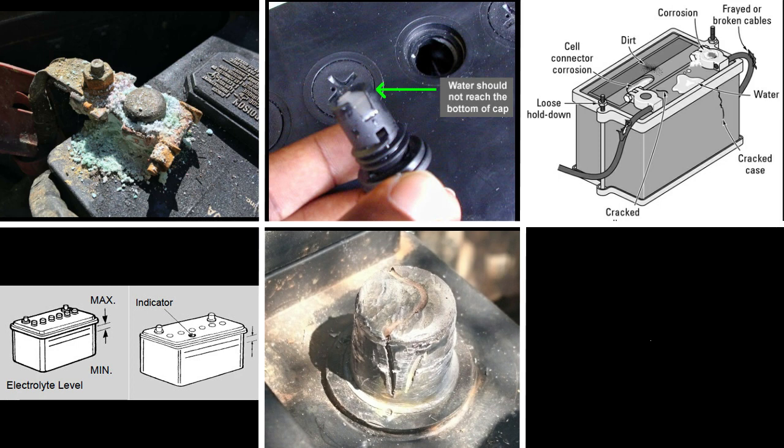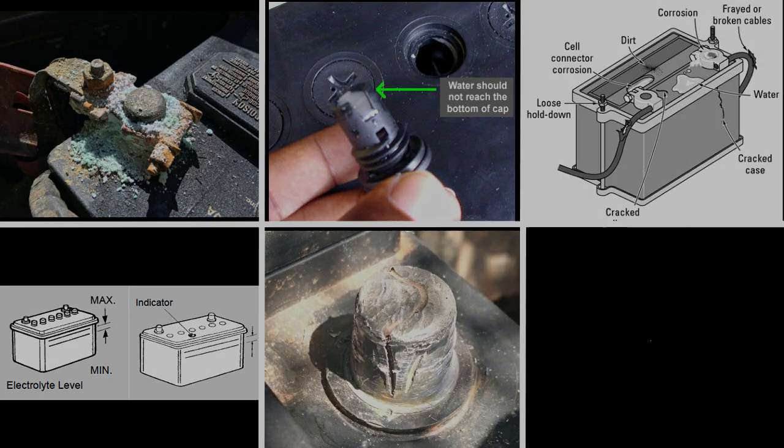In maintenance batteries, remove the vent cap, check the electrolyte level and add distilled water if needed.